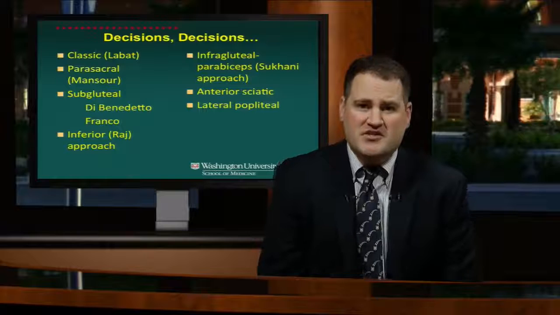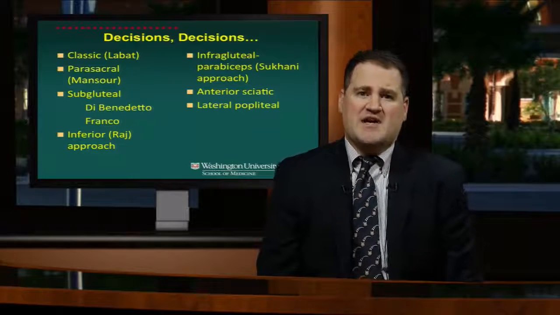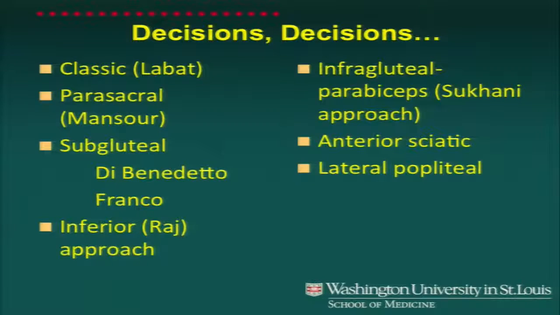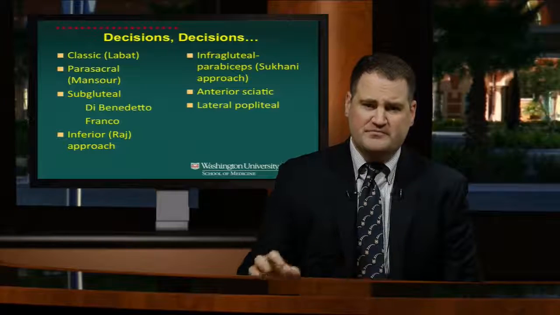There are a lot of decisions you need to make when deciding on a sciatic nerve block. There's the classic or Labat approach, which everyone's very familiar with, parasacral, Mansour. Again, this list is not all-inclusive. I'm just putting up the cardinal blocks that you'll see with sciatic nerve blocks. Subgluteal sciatic, which is either the De Benedetto or Franco, is also a described approach. Inferior approach, which is Dr. Raj's approach, the infragluteal parabiceps approach, the Sukani approach, as well as anterior sciatic. There are at least 3 different well-described approaches to the anterior sciatic, and the lateral popliteal approach.